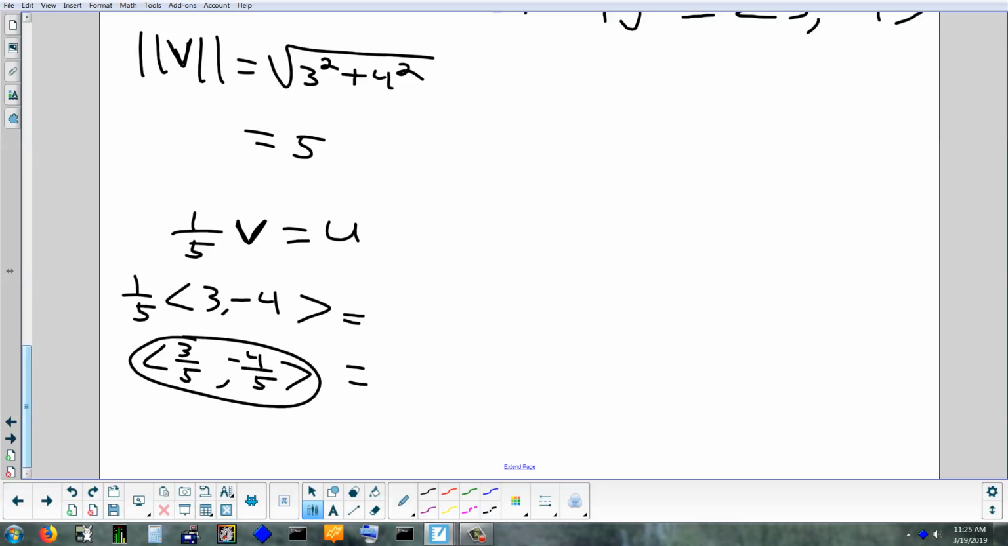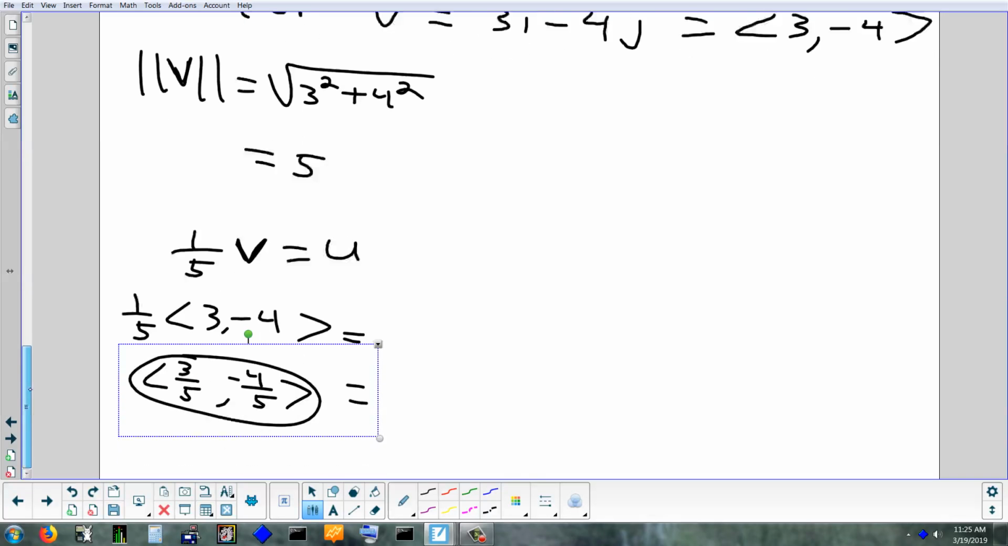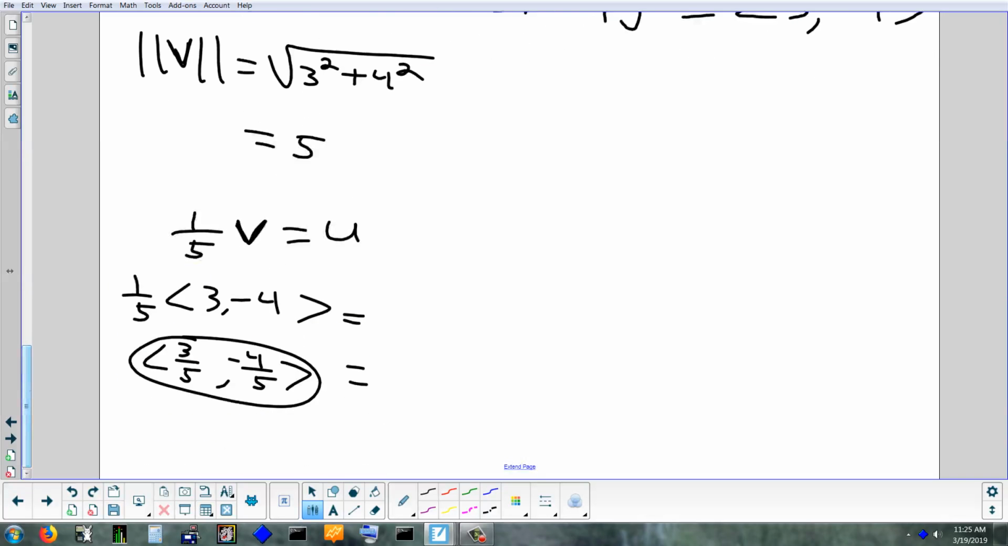If they wanted it with the I and J notation, you could just do 3/5 I minus 4/5 J. Don't write plus -4/5 J. I know we kind of do that when we draw it, but you can just write minus 4/5 J. Okay, so any question on how to find unit vectors?